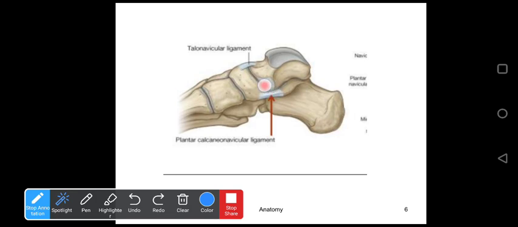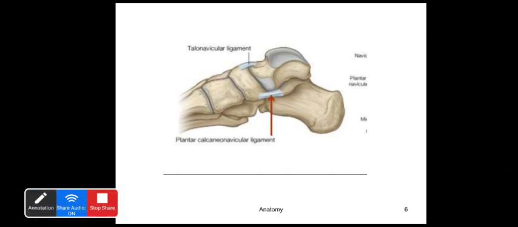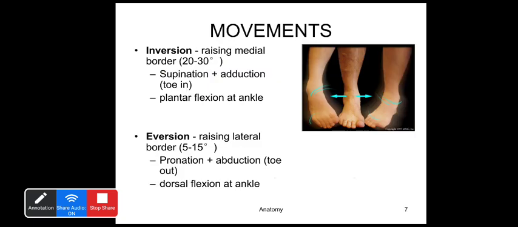You can see the articulation between the head of the talus and the proximal surface of the navicular, which is concave, and the head is simultaneously supported by the plantar calcaneonavicular ligament. So these are the two important joints, the talocalcaneal and talocalcaneonavicular, which constitute the subtalar joint. The important movements are inversion and eversion.